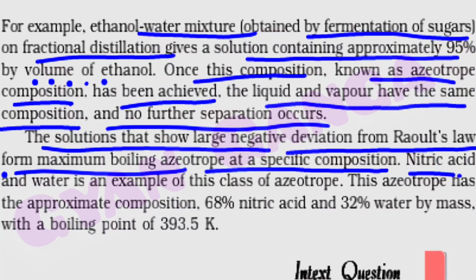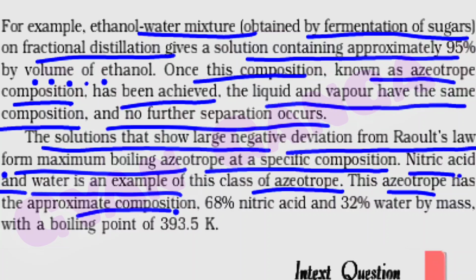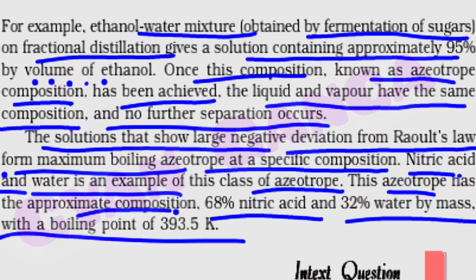Nitric acid in water is an example of this class of azeotrope. This azeotrope has the composition of 68% nitric acid and 32% water by mass, with a boiling point of 393.5 Kelvin.